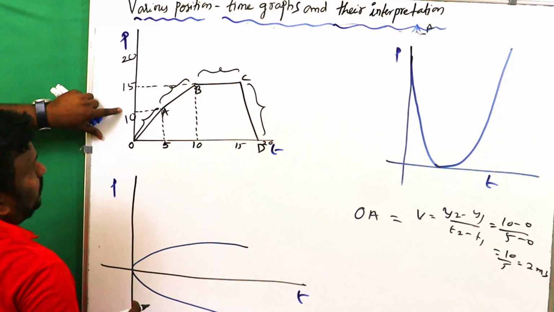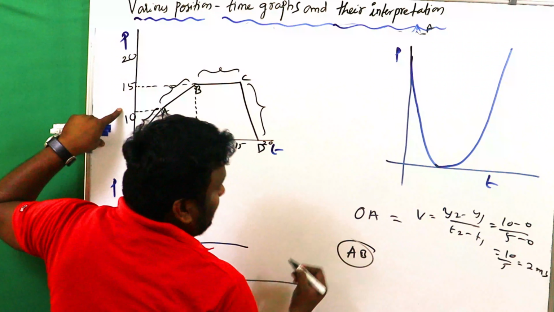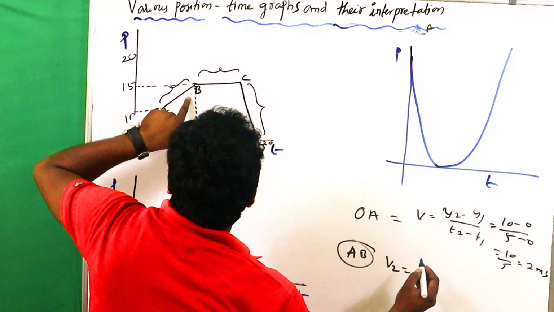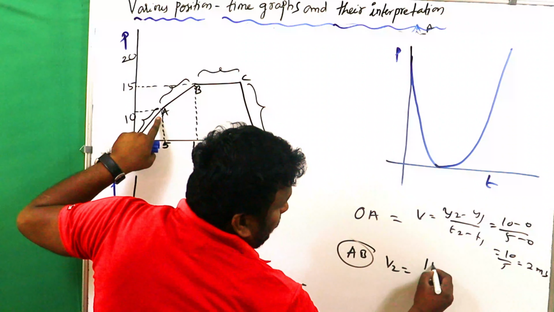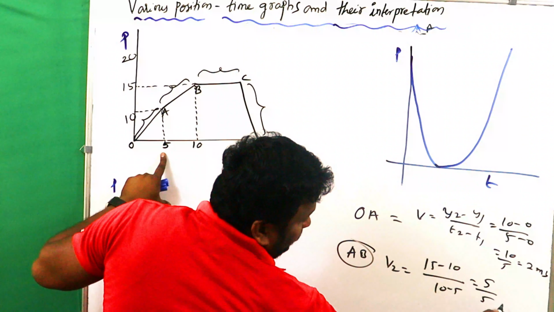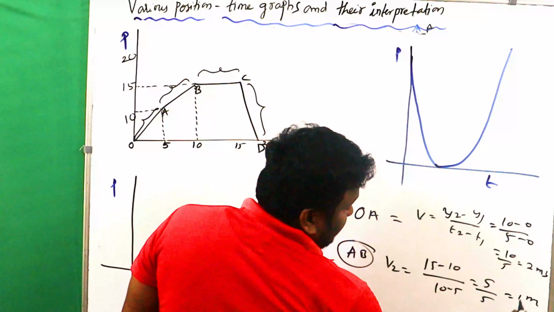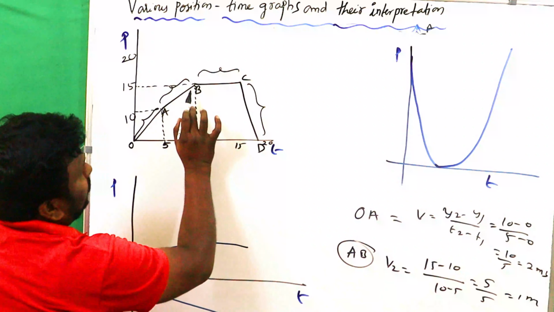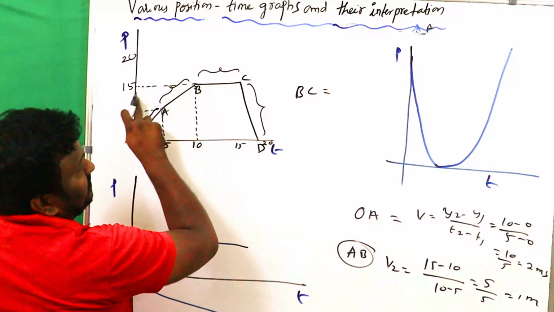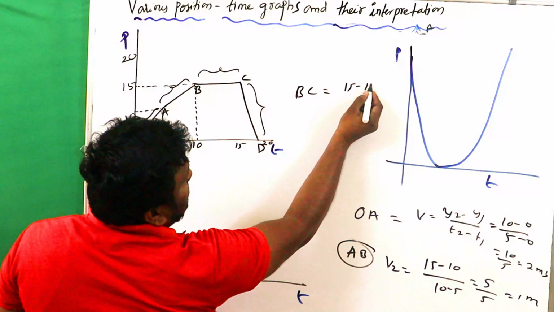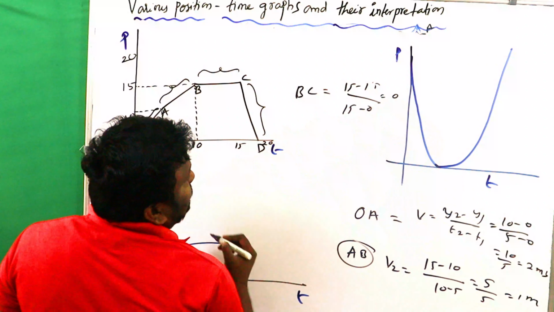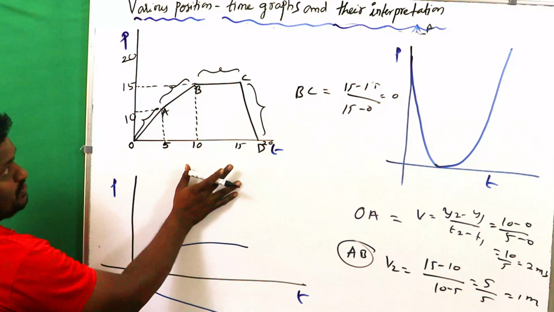Clear? So for the line AB in that graph, we write V2 is equal to 15 minus 10 by 10 minus 5, that is 5 by 5, which is 1 meter per second. Clear? Next we go to B to C. For BC the displacement is constant, 15 minus 15 by 15 minus 10, that is 0 meter per second. B to C is the rest position.